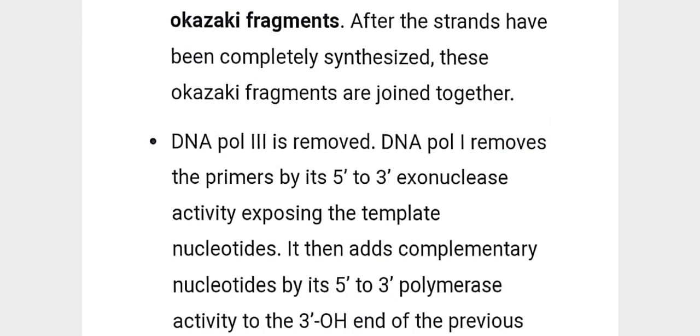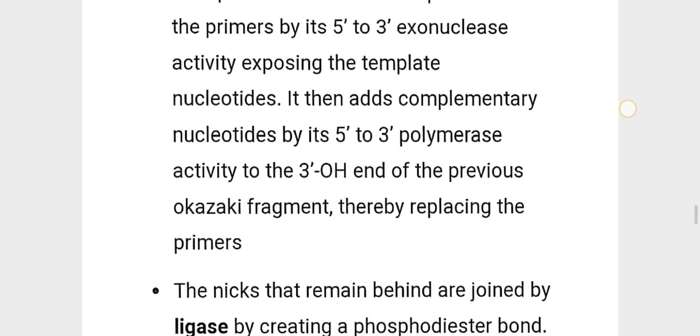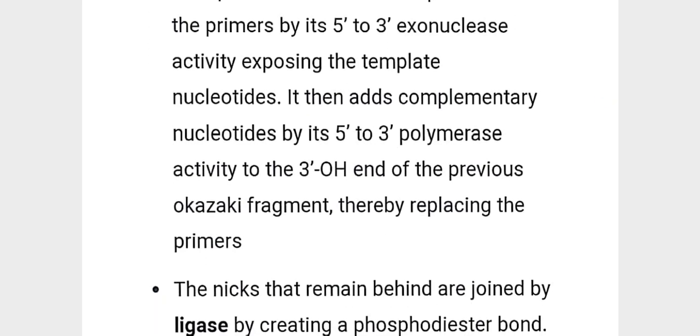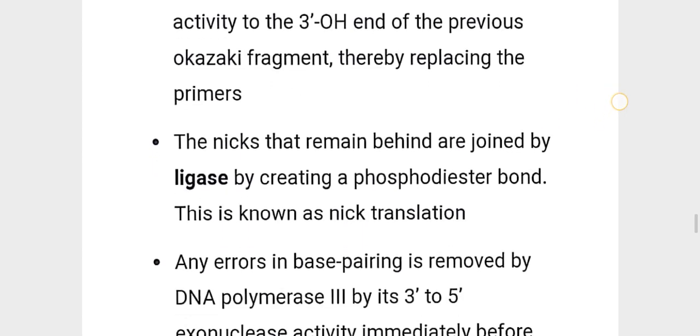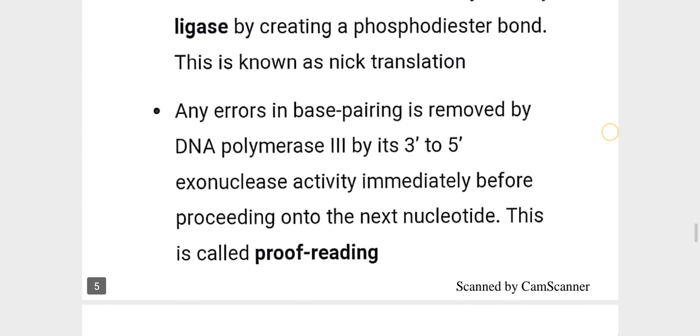DNA polymerase 3 is removed. DNA polymerase 1 removes the primers by its 5' to 3' exonuclease activity, exposing the template nucleotides. It then adds complementary nucleotides by its 5' to 3' polymerase activity to the 3' OH end of the previous Okazaki fragments, thereby replacing the primers. The nicks that remain behind are joined by ligases by creating a phosphodiester bond. This is known as nick translation.